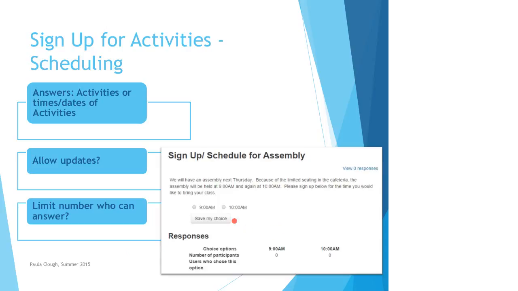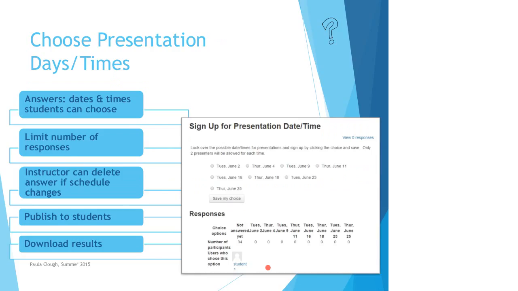If I had had this, I would have just put the times out there, told them what the assembly was, and let the teachers pick. Which one do you want to go to? And again, you can limit the numbers so that you don't get the whole school in one.